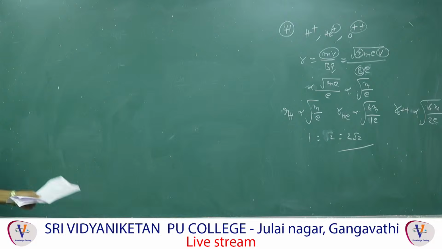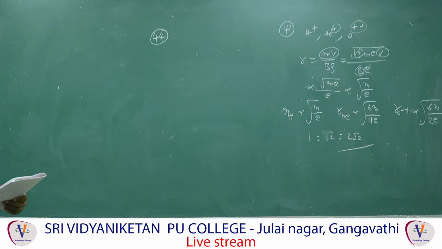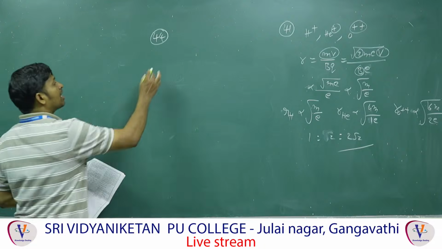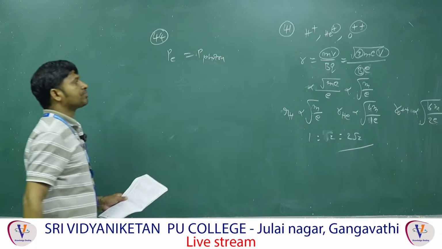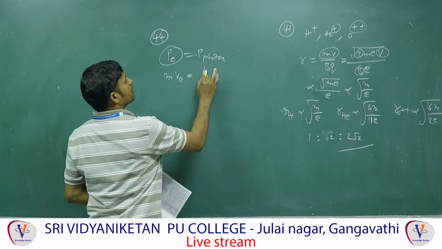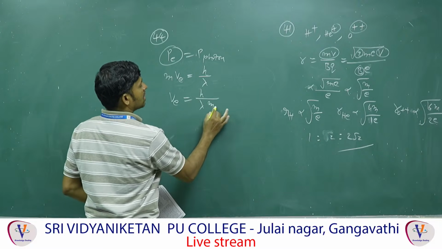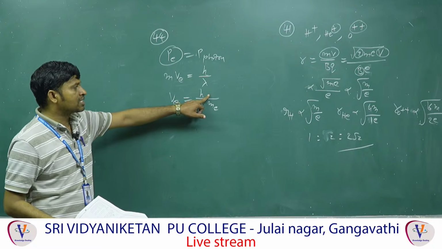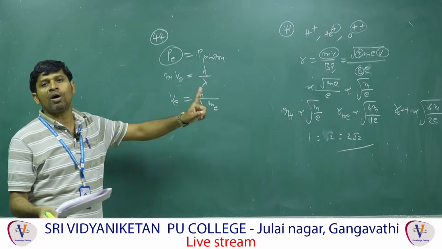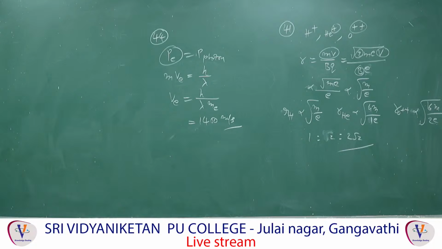Next one, question 44. Find the velocity of the electron so that the momentum of the electron is equal to that of a photon with the given wavelength. Momentum of the electron is mass into velocity. Momentum of the photon is h by lambda. Therefore, velocity of the electron is equal to h by lambda into mass of the electron. h is 6.63 into 10 power minus 34, lambda is 5200 angstroms into 10 power minus 10, and mass of the electron is 9.1 into 10 power minus 31. We get 1400 meter per second. Simple question.